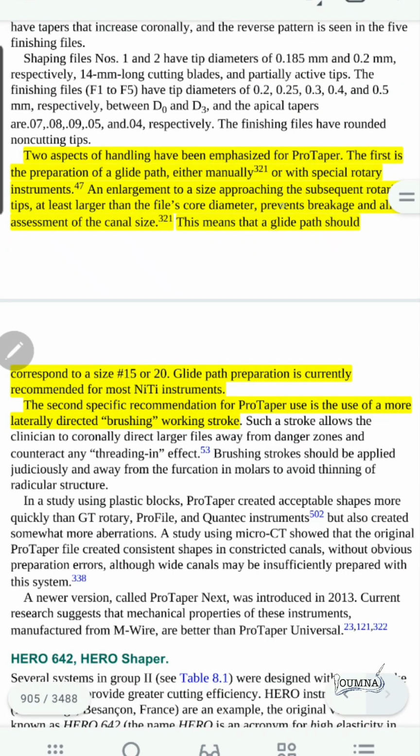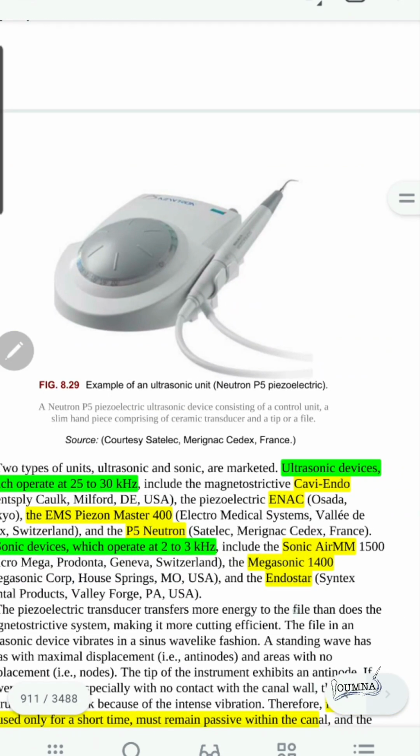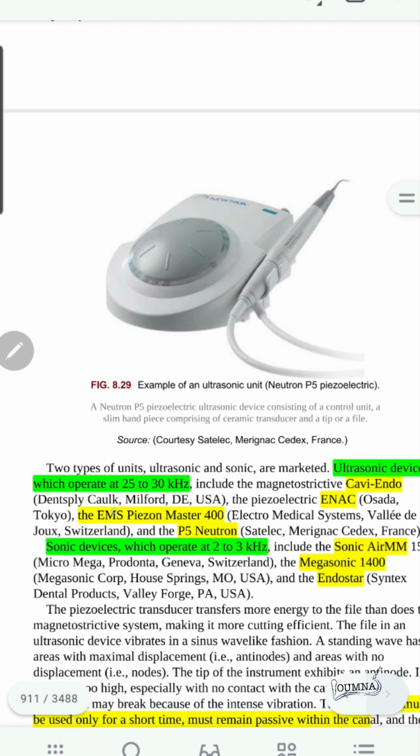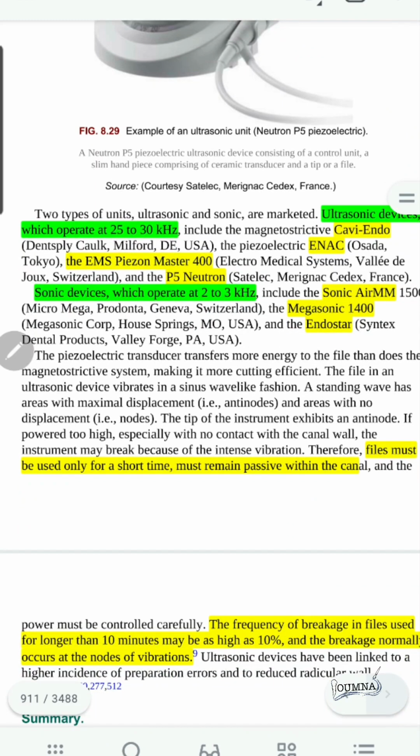Before inserting the ProTaper files, we must do a glide path either manually or with special rotary instruments. The glide path should be a size of 15 or 20. So we do the preparation to 15 or 20 manually, then we insert the nickel titanium instrument. The ultrasonic devices operate at 25 to 30 kHz, but the sonic devices operate at 2 to 3 kHz.